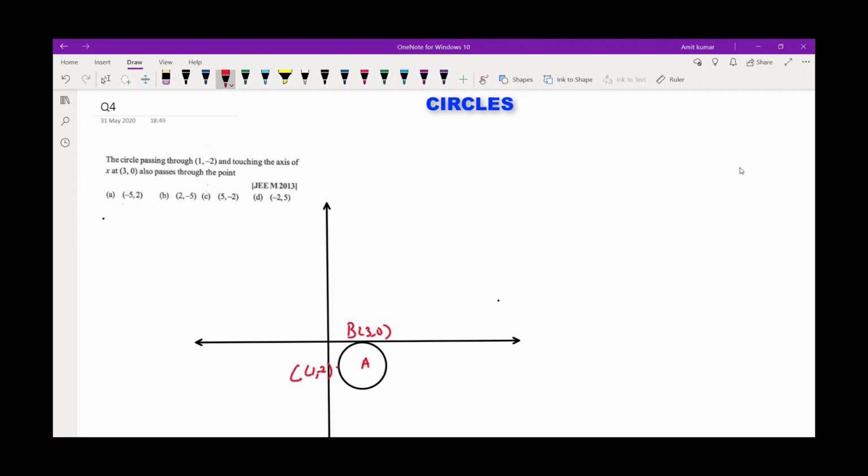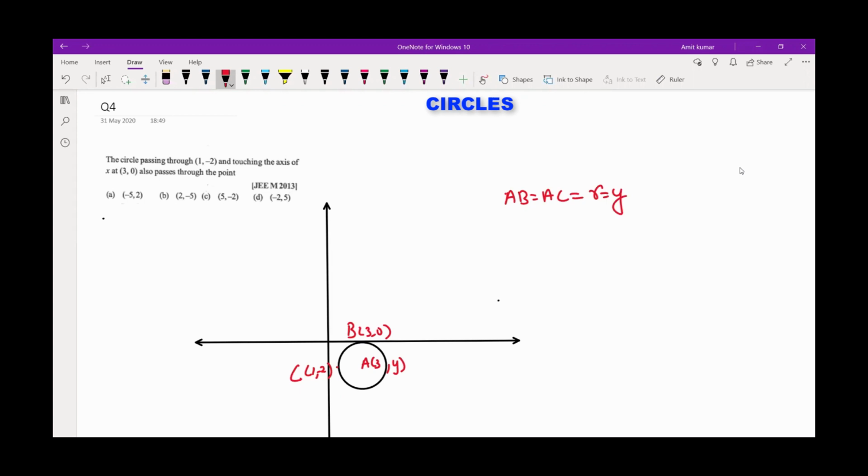Now from the diagram you can get that the x coordinate of A should be 3, and let the y coordinate be y here. And again the circle is touching the x-axis, so my radius is y. From the diagram, AB is equal to AC is equal to the radius, and when the circle touches the x-axis, the radius is the y coordinate of the center.